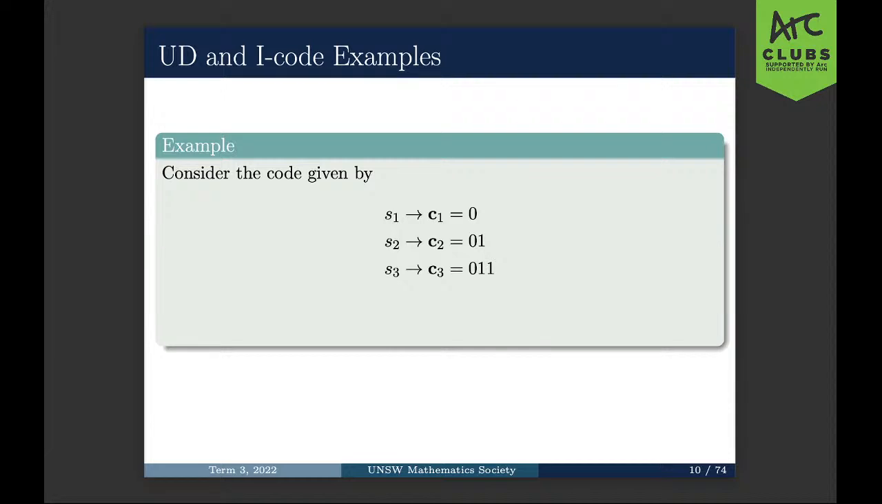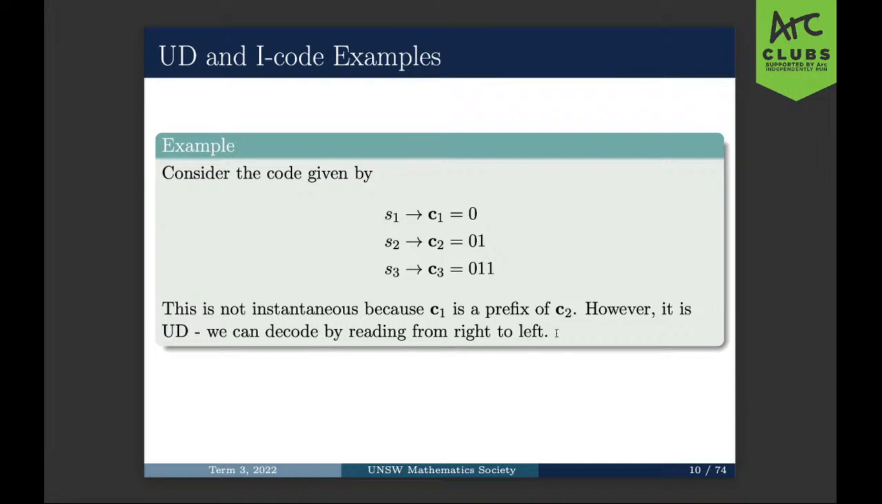Here's another code: 0, 01, 011. Now this one is not instantaneous because C1 is a prefix of C2 and also C3, and C2 is also a prefix of C3. Because of that, it's not instantaneous, but it actually is uniquely decodable, it turns out. We can decode any message uniquely by reading from right to left, stopping as soon as we recognize a code word, and repeating for the remaining left part of the message.